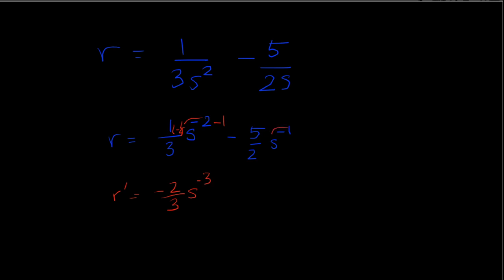And now I'm going to bring the negative 1 down. Subtract 1 in the exponent. Negative 5/2 times negative 1 is positive 5/2. And then negative 1 minus 1 is negative 2. So the derivative is negative 2/3 times s to the negative third plus 5/2 times s to the negative second.